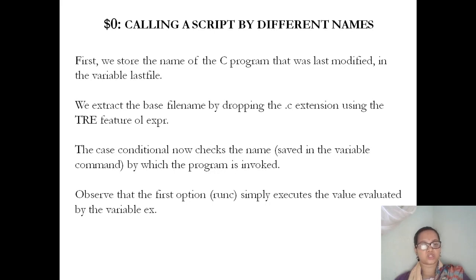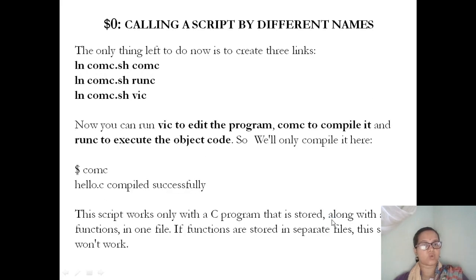The case conditional now checks the name which is saved in the variable command, by which your program is invoked. Observe the first option, runc, which simply executes the value evaluated by the variable ex. So runc will keep on executing with the value which has already been evaluated by your variable ex. The only thing left to do now is to create the three links, which are comc, runc, and vc.